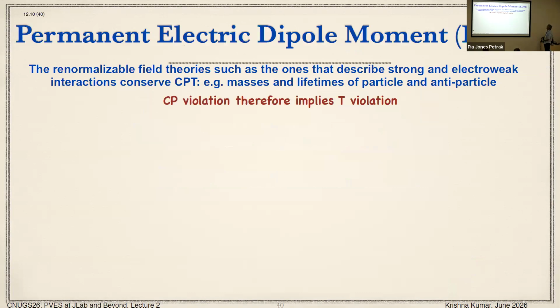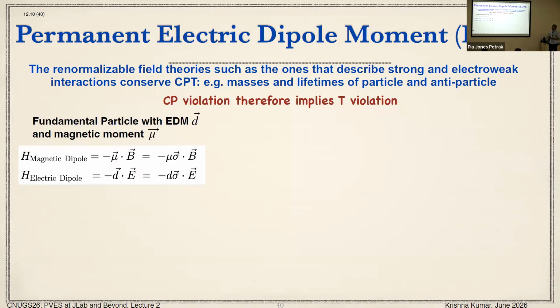EDMs. So, permanent electric dipole moment of a fundamental particle. A renormalizable field theory, such as the ones that describe strong and electroweak interactions, conserves CPT. That means masses and lifetimes of particles and antiparticles are identical, etc. But we know CP is violated, and therefore that implies T violation if CPT is conserved. And so one way to look for T violation is CP violation.